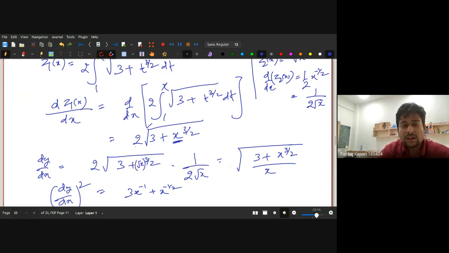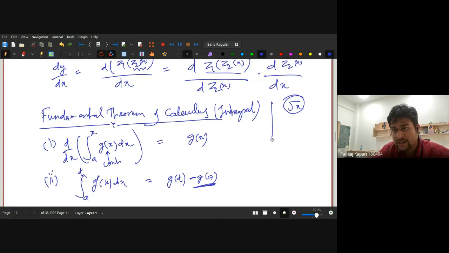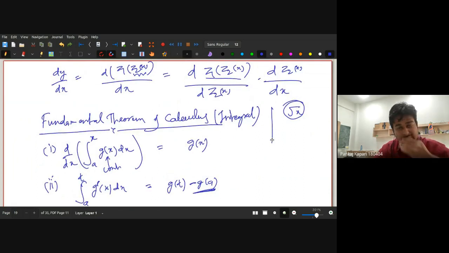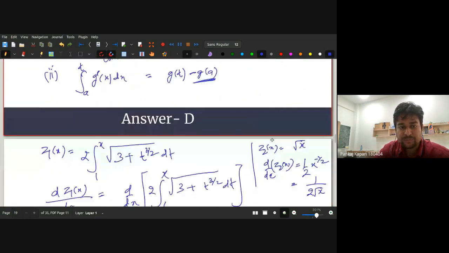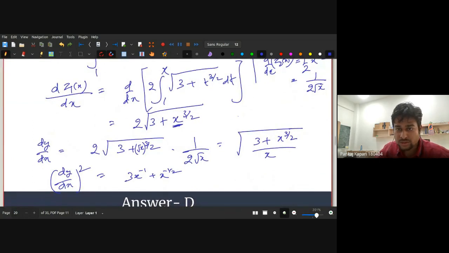Right? Because according to the chain rule, we have to differentiate this function with respect to z2. z2 was root x, so root x was the independent variable. We were assuming that root x is like an independent variable, and we were differentiating this function z1 with respect to root x. So this means z1 prime of z2(x), right?